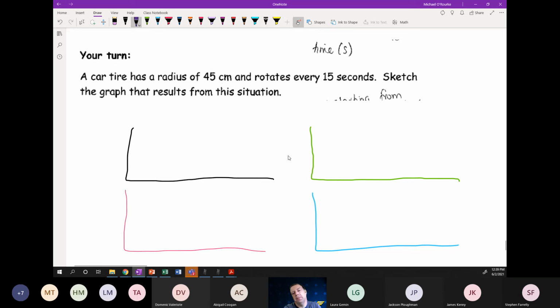All right, so there's actually 4 possible answers for this. Now my radius is 45. So that's actually my axis of the curve. That's going to be my middle part. This here is 15 seconds. That's my period. So I'm going to start this first graph at 45. That's where we're going to start. And I'm going to make marks here every 15 seconds.